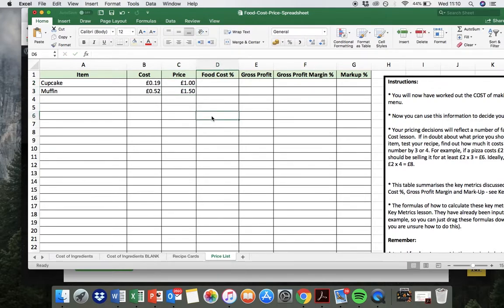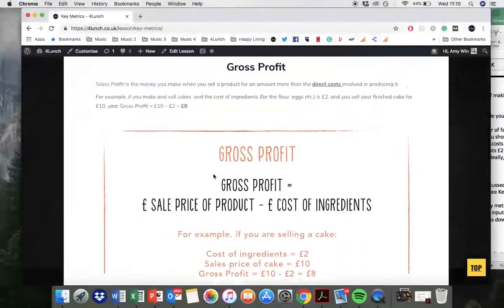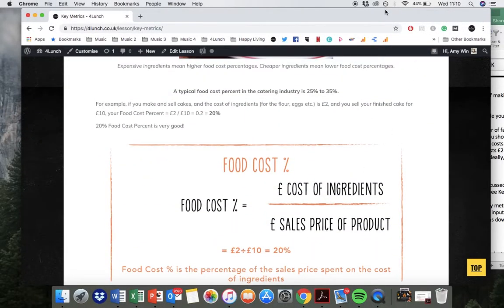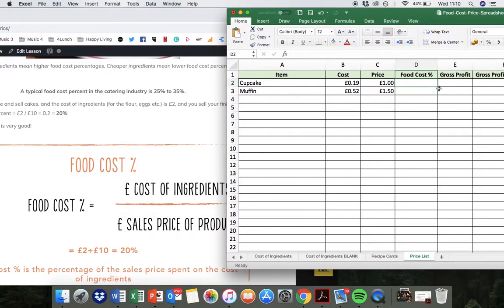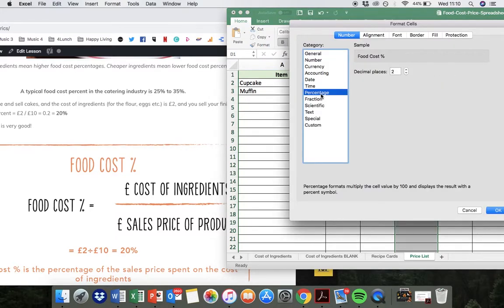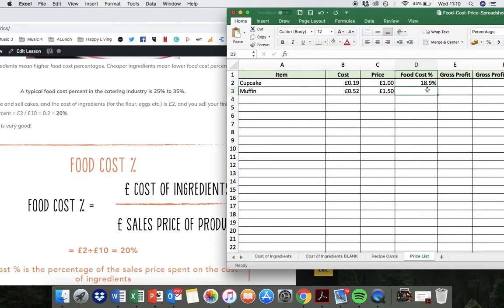In order to work out my food cost percent, a reminder, you can just go up to the formulas here. Food cost percent is the cost of ingredients divided by the sales price of a product. So the cost of ingredients is 19 pence and the sales price is £1. Right, so I'm dividing those two there. Right, and you'll notice that that's not in a percentage format. So I'm just going to go into Excel, right click, format cells, go to percentage. You only probably want one decimal place, and there you go, voila, we've got 18.9%.